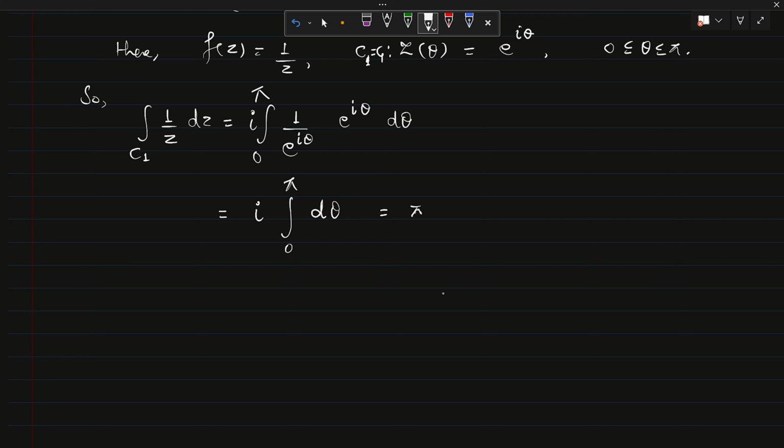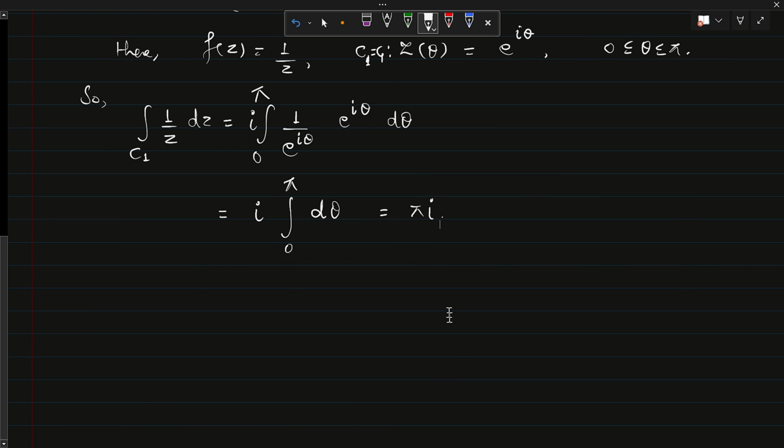You can simply calculate the value is pi iota. So the value of this function along this contour is nothing but pi times iota. I hope you are clear with this particular example. यहाँ पर हमने contour c1 ऐसा given था और function ये given था. Now with the same function we will take another contour.